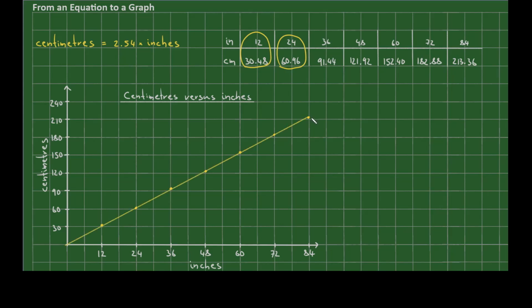In a quick mid-video summary, in order to go from an equation to a graph, we need an equation, we need a table, and we need some points. We get the points by picking a few values for one of our variables, usually the x, and then calculating the corresponding values of the other variable, usually the y.